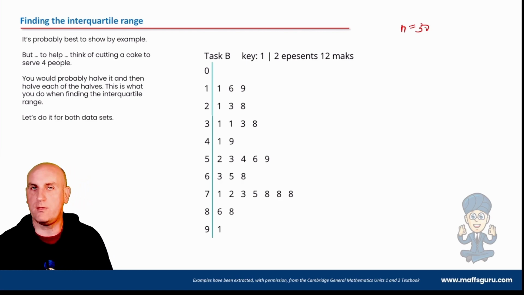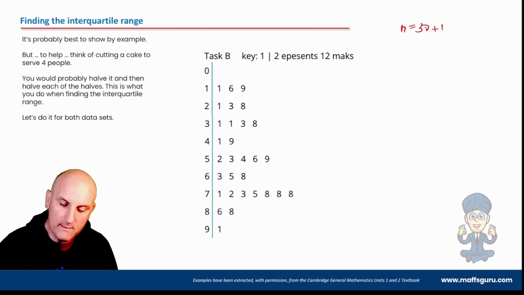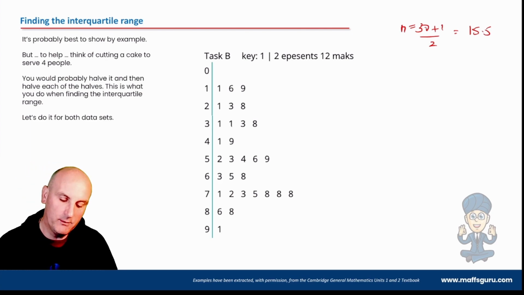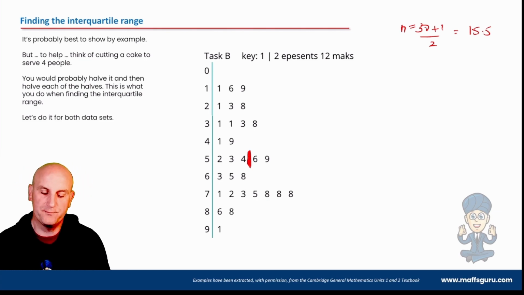So again, where was my middle? Well, add 1, divide by 2 gives me 15.5. So it's between the 15th and 16th data item. I'm not going to actually circle them, I'm just going to count 1, 2, 3, 4, 5, 6, 7, 8, 9, 10, 11, 12, 13, 14, 15, and 16. So halfway between my 15th and 16th term will be there. Now, the good thing is I don't need to work out that value. I don't care. All I need to do is cut the data in half and cut the data in half again.